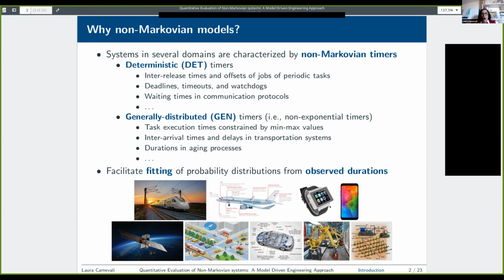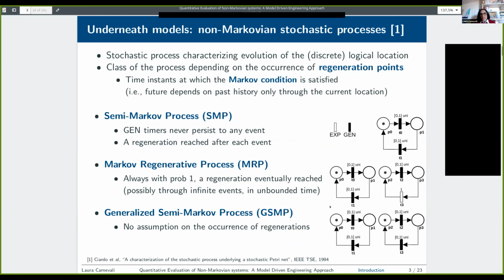So non-Markovian models offer expressivity to model real systems in various application domains, and of course this expressivity comes at a cost. And the cost is the complexity of the analysis of the underlying stochastic process. So I don't want to, of course, get into the details of the theory of stochastic processes, but here I would just like to give an idea of how modeling choices affect the complexity and the size of the underlying stochastic process.